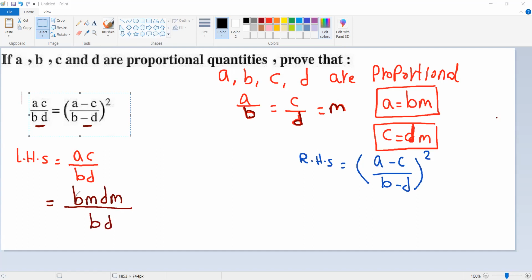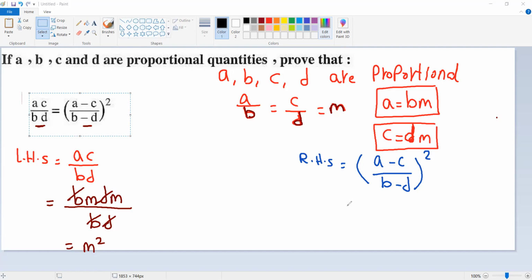Only we can cancel b and d and d. They have been cancelled. And m times m is m to the power of 2. That's it. That's the left-hand side. Some students again get confused and take m as a factor. Don't do that, okay? Because they are the values here, they multiply by each other, okay?